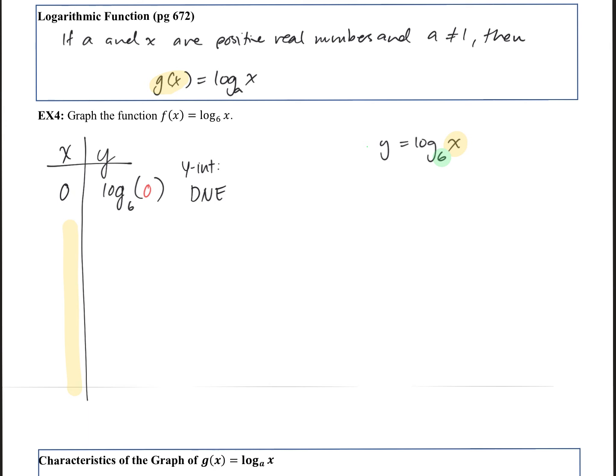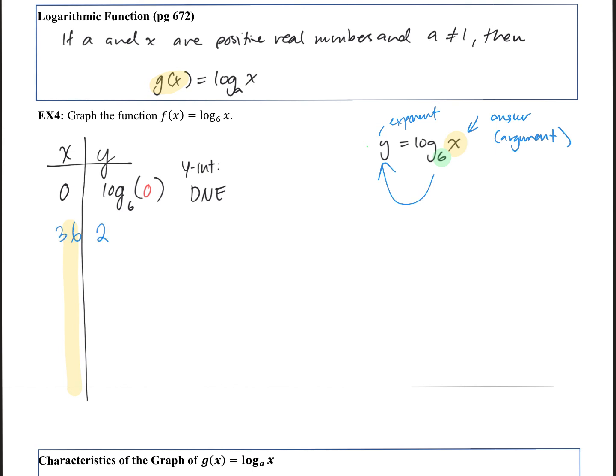Recall that x is the answer, also known as the argument. Notice they both have a's. And y is the exponent. So I'm going to think a little backwards here. What's a power I can raise 6 to? Well, let's say positive 2. If I raise 6 to the second power, what's my answer? That's going to be 36. So when I raise 6 to the second power, I get 36.